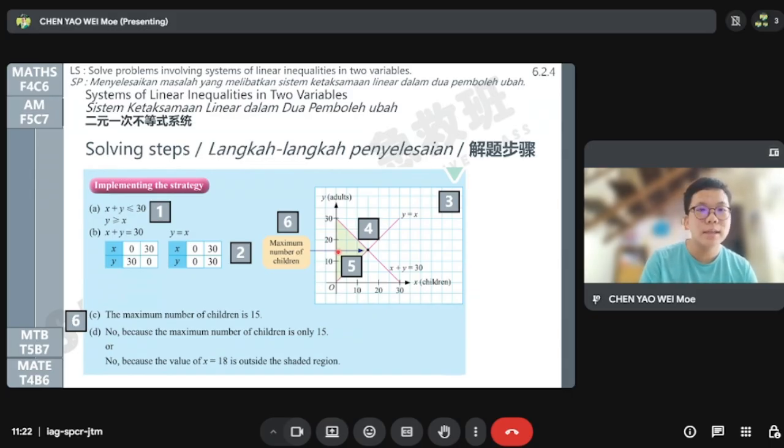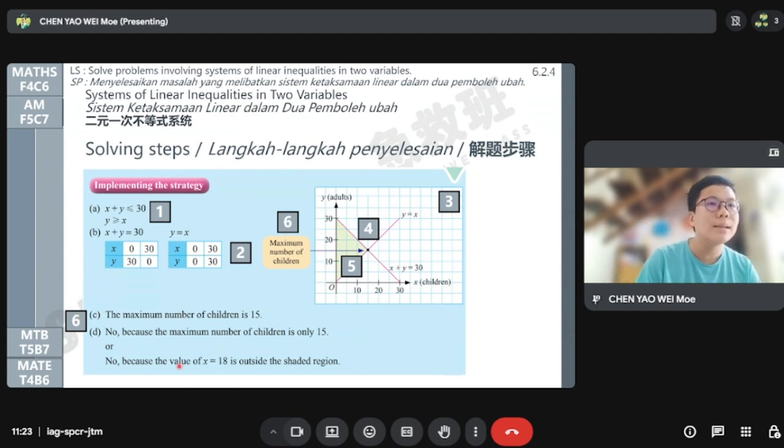Make sure you can shade the region in a nice way. Okay, don't shade the region too ugly. Okay, and number 6, you need to answer the remaining question.